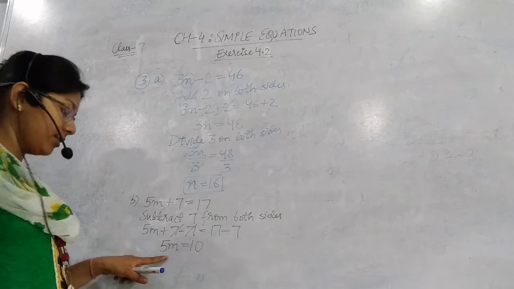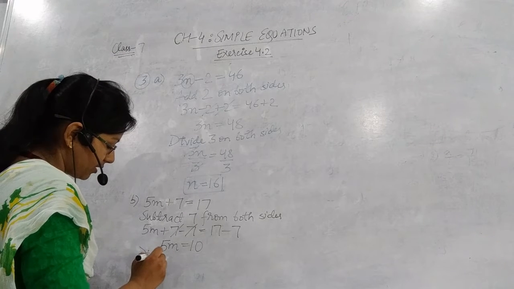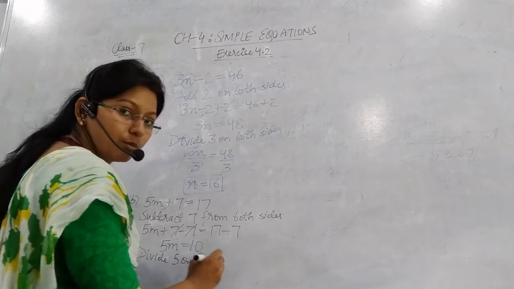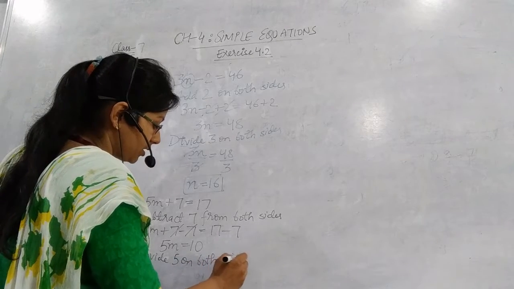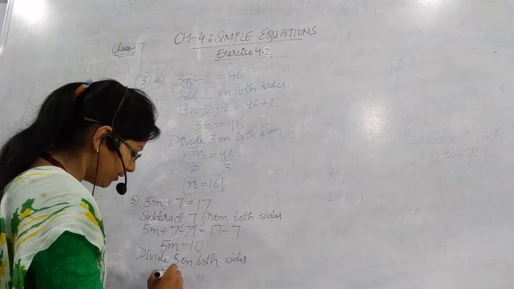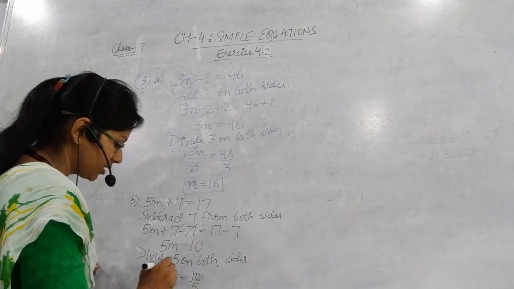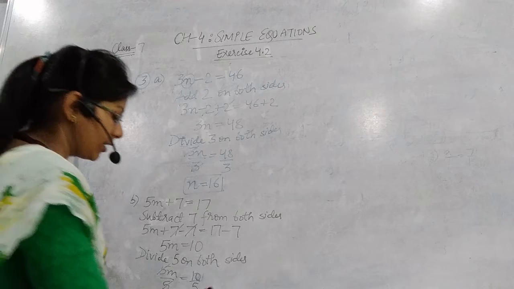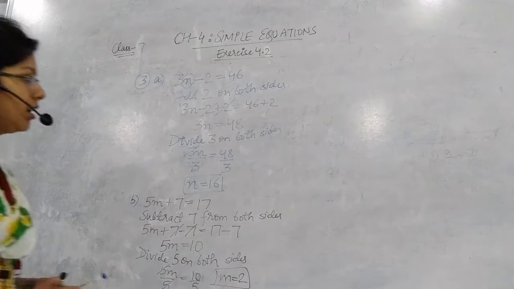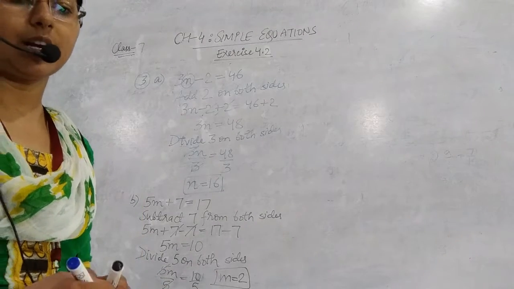Now again 5 I have to separate. This is a multiply. So divide 5 on both sides. Okay, तो ये क्या बन जाएगा? 5m upon 5, 10 upon 5 cancelled. So I will get m is equal to 2. Final solution we can put it in bracket. Similarly C part आप देखेंगे.